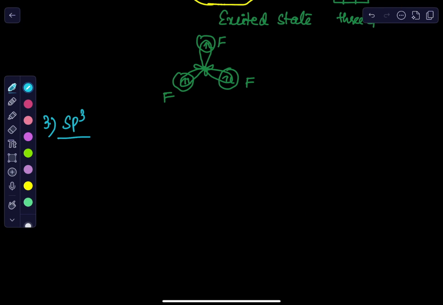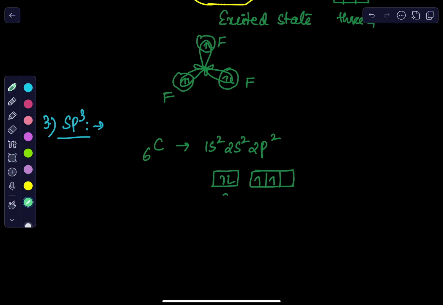So BF3 is a trigonal planar molecule. Another case is sp3 hybridization. Here I take the case of methane molecule. Carbon again has 4 valence electrons. 2 are paired and 2 are unpaired.